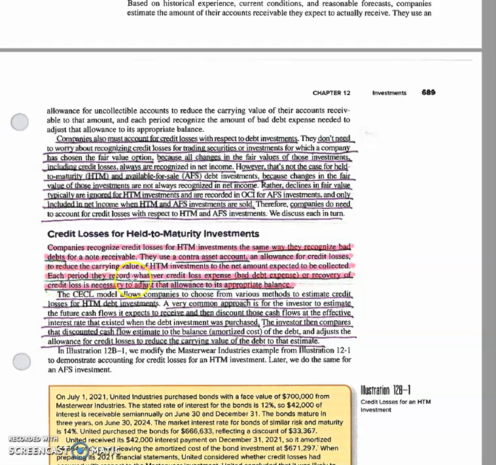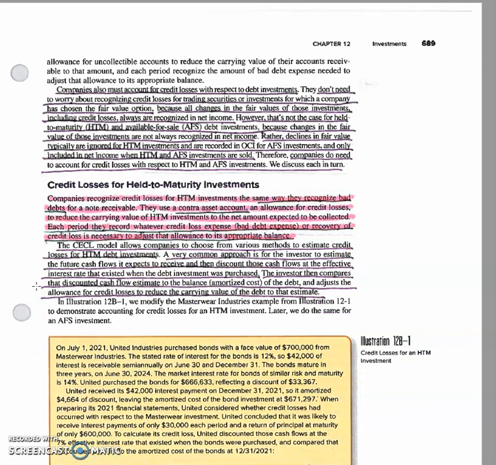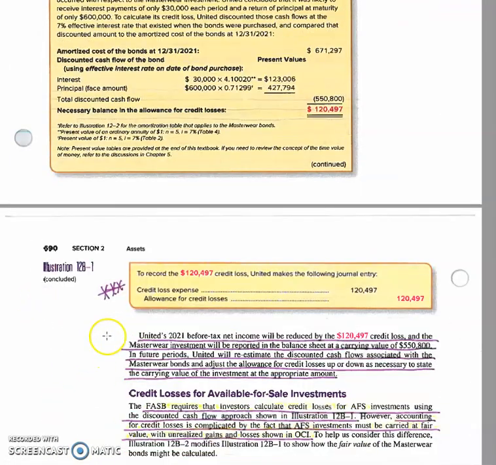Each period, they report either credit loss expense, equivalent to bad debt expense, and that does show up on the income statement, or recovery of credit losses as necessary to adjust that allowance to its appropriate balance. Now, any change in that credit loss estimate is a change in estimate and accounted for as a change in estimate, which means in the current year and in future years, currently and prospectively. So there they show the entry: debit credit loss expense, and that does show up on the income statement, and credit the contra asset account, allowance for credit losses.